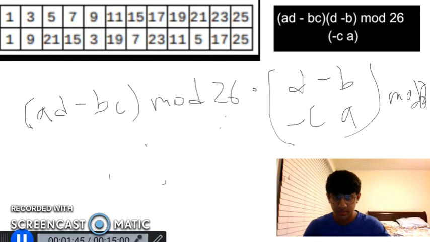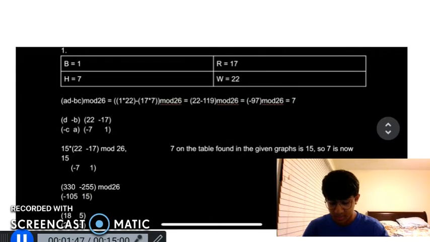In this situation, we have B equals 1, so that's going to be our A. R equals 17, that's going to be our B. H is equal to 7, which is going to be our C. And 22 is going to be our D. Normally using AD minus BC, we would plug in the values. Since our A is 1, we have 1 times 22, which is our D, minus 17 times 7. And you find the mod 26 of that. When we do it, we calculate that the mod is going to be 7.